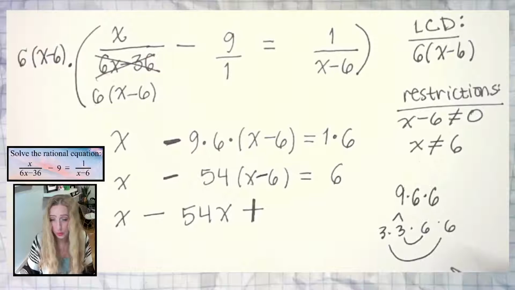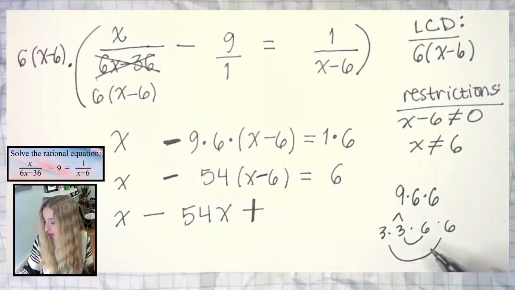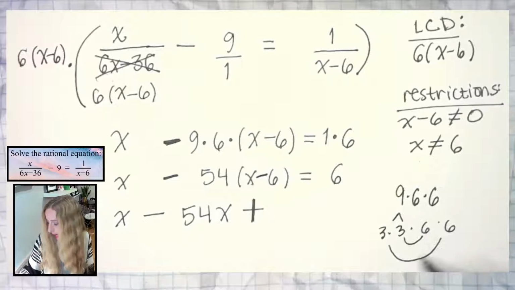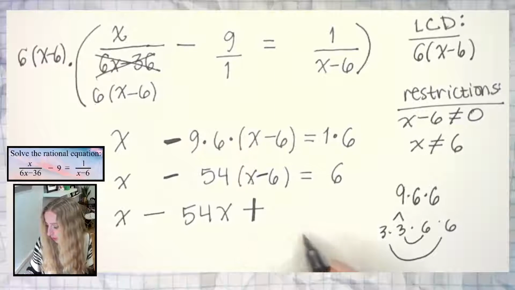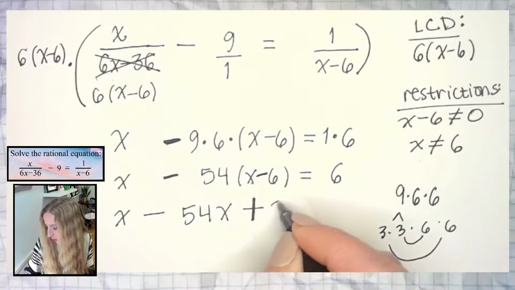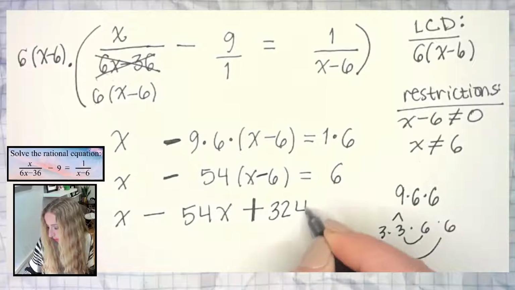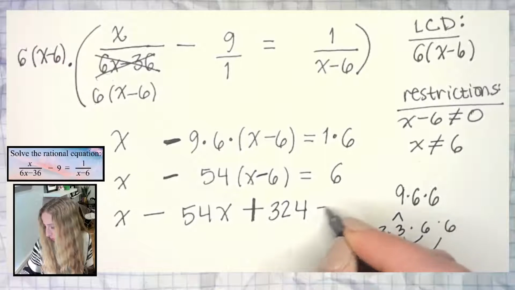So if you know your perfect squares by heart, then you can go ahead and just jump right to that. So 18 times 18 is 324. So negative, negative, so that's 324. Hopefully that little technique was helpful.